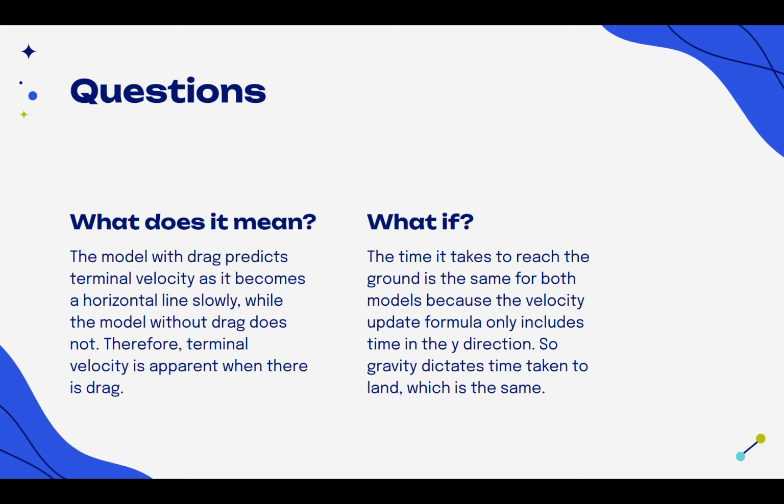So for the two questions, for the what does it mean question, the model with drag predicts terminal velocity as it slowly becomes a horizontal line, which the model without drag does not do. Therefore, terminal velocity is apparent when there is drag and air resistance. For the what if question, the time it takes to reach the ground is the same for both models because the velocity update formula only includes time in the y direction. So gravity dictates the time taken to land, which is the same.